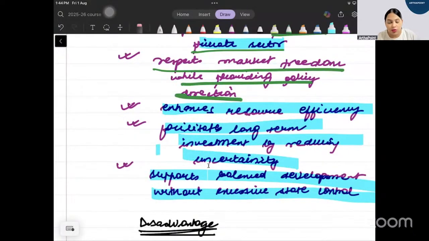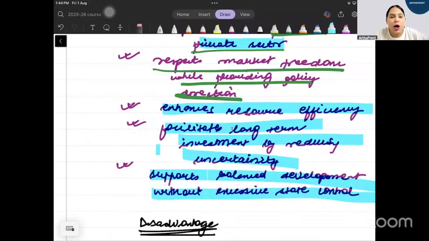So therefore, we can go ahead and say that definitely there was no efficiency in the system, right? So these become the limitations of directive planning. The advantage of one can become the drawback of the other, and the drawback of the one can become the advantage of the other.